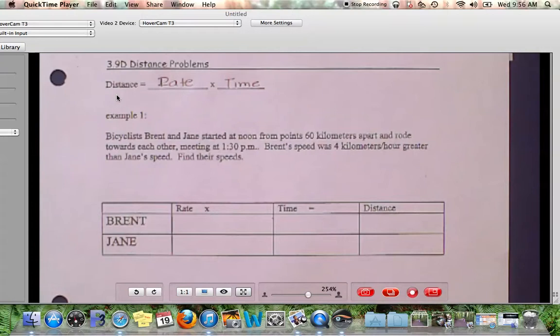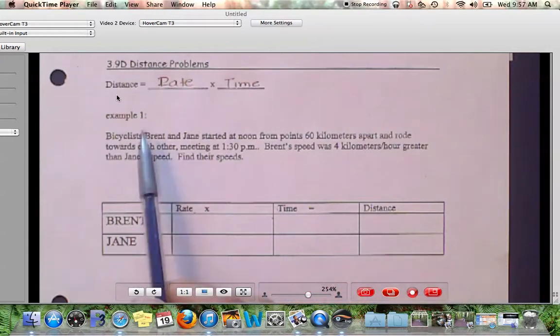Now there are three types of distance problems, and we will outline these three so that you can tell the difference between them. But in every single distance problem, your chart will be rate times time equals distance, and it doesn't matter if you flip-flop these two, but we always know that the title here will be rate, and this will be time, and this will be distance.